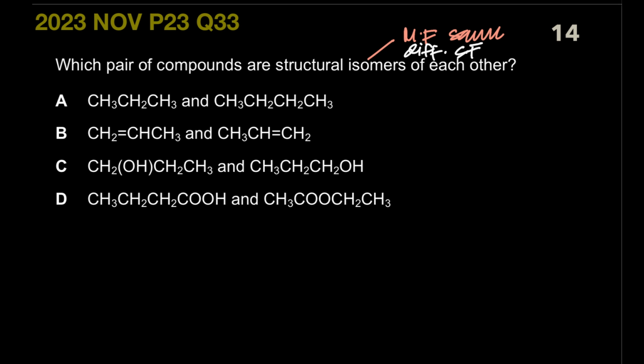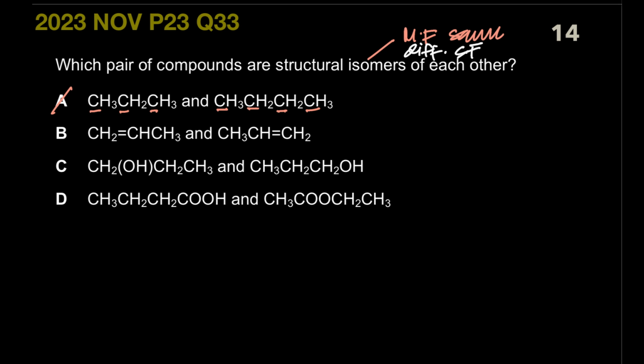A right off the bat is wrong. Why? Because here you have meth, eth, prop. Here you only have 3 carbons, whereas in this particular molecule you have 4 carbons. So the molecular formula cannot be the same, because in one place you have 3 carbons and in another place you have 4 carbons. Therefore, I can safely eliminate A, right?